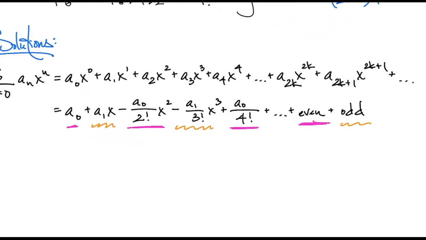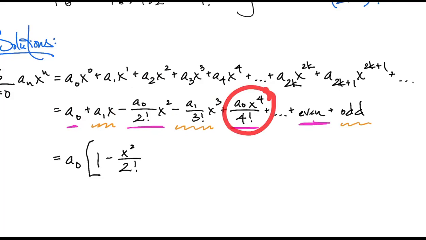Now, all of the even terms, all the ones underlined in pink, they have an a sub 0. And all the ones in orange have an a sub 1. And so all the pink ones, all the even terms, I'm going to pull out that a sub 0. When I factor out an a sub 0 from here, I'm going to have a 1. When I pull out an a sub 0 from here, I'm going to get negative x squared over 2 factorial. When I pull out, oh, I forgot x to the 4th. When I pull out an a sub 0 from this, I'm going to have x to the 4th over 4 factorial.